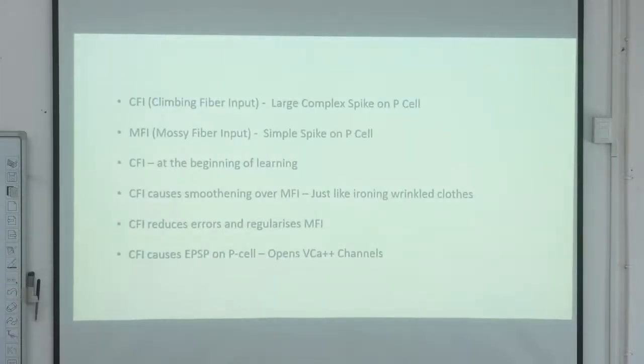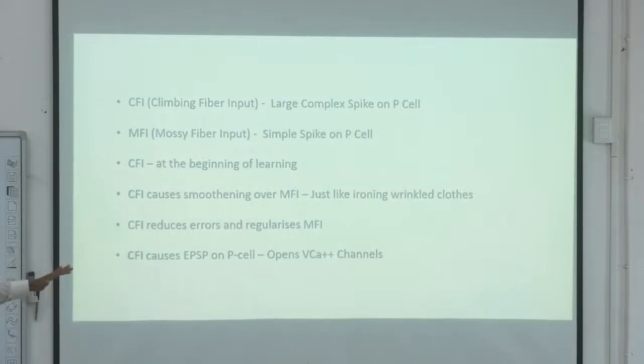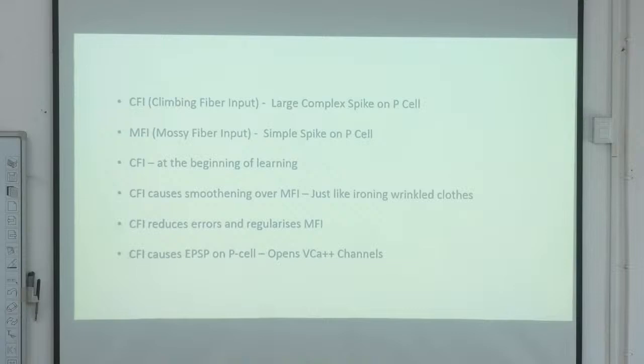So see this, CFI or climbing fiber unit input, it causes large complex spike on the Purkinje cell, and MFI, mossy fiber unit, it causes simple spike. CFI is at the beginning of learning, after that CFI is of no use. When we are learning, 1 day, 2 days, 3 days, 4 days, say for example in 10 days I learned to ride a bicycle, then for these 10 days my CFI input worked, CFI worked and smoothed the MFIs. So the thing is like that.